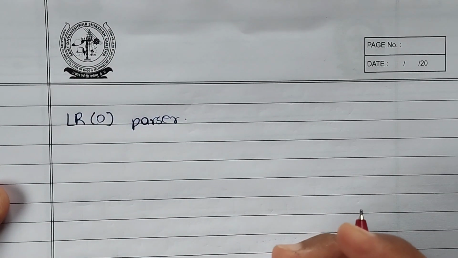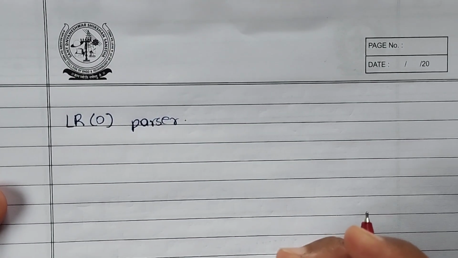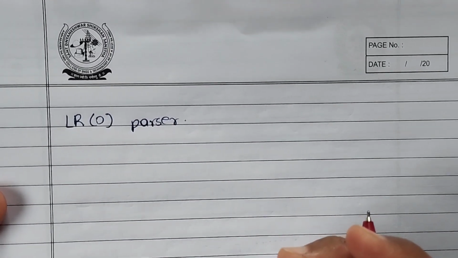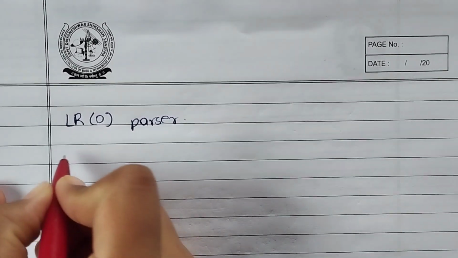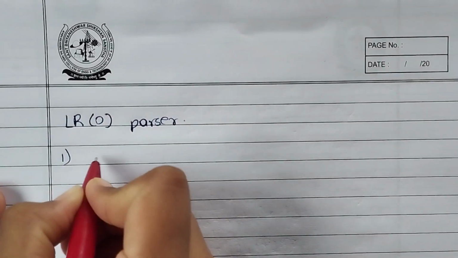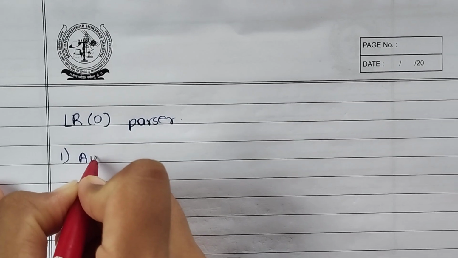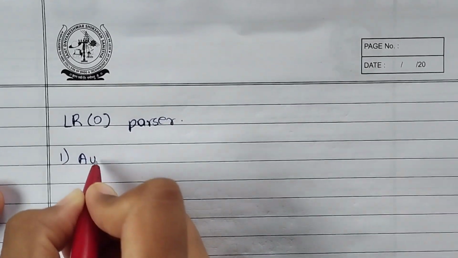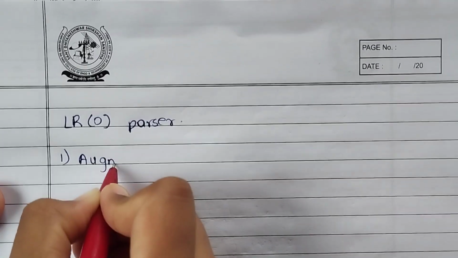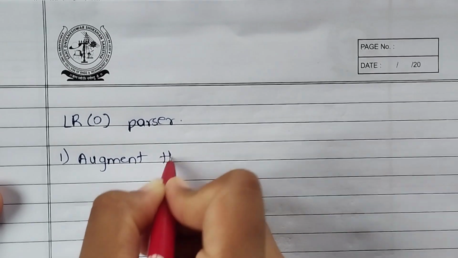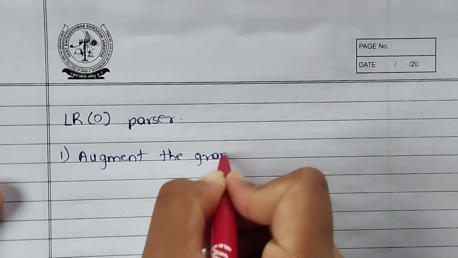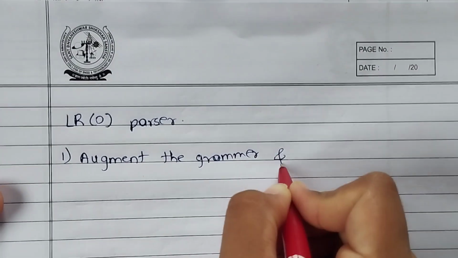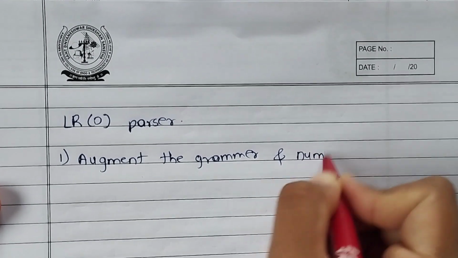Hello everyone, in this video we see how the LR0 parser works. So first we see the rules. The first rule is to augment the grammar and number it.